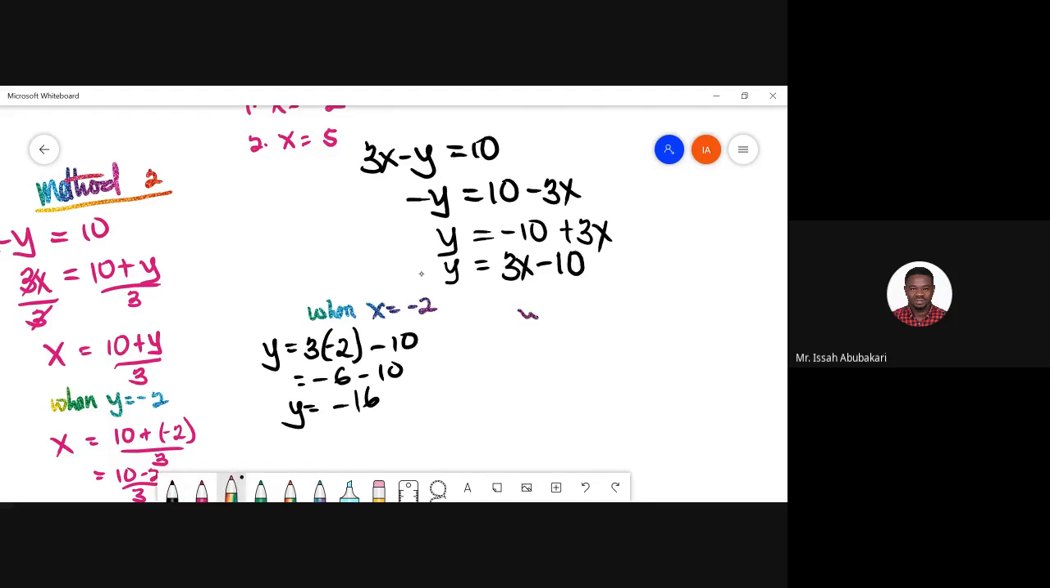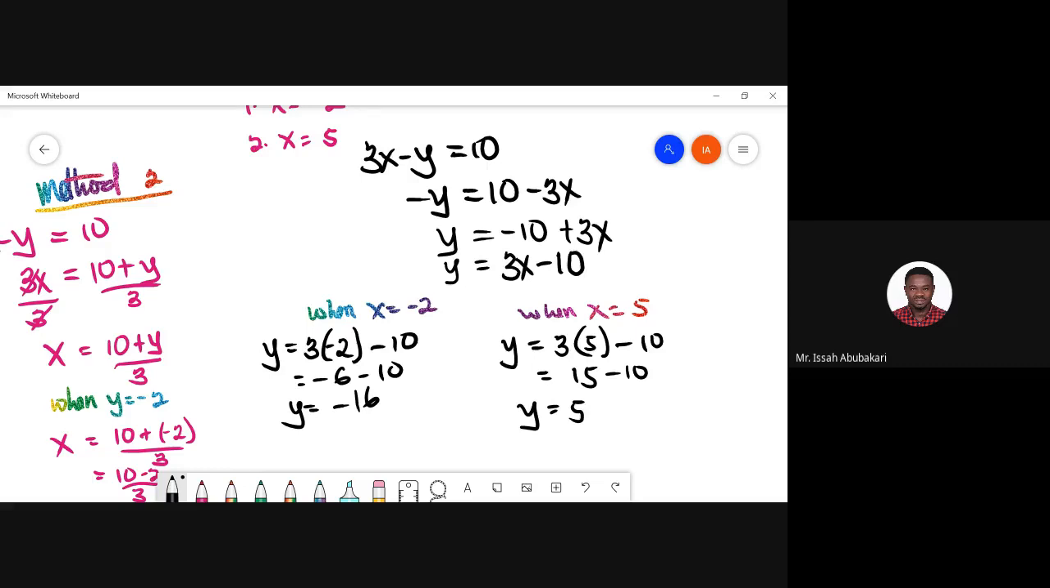Also, when x is equal to 5, we are going to get y is equal to 3(5) minus 10. And at the end, 3 times 5 is what? 15 minus 10. And you're going to get y is equal to +5. Right. So that is all.